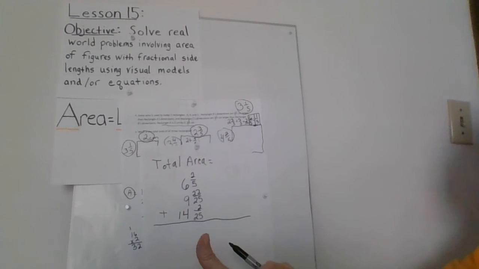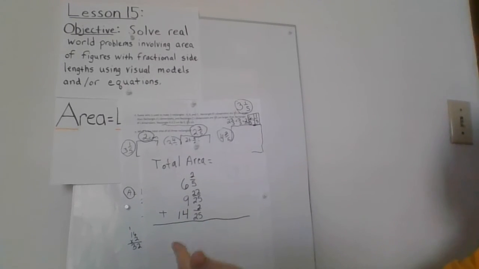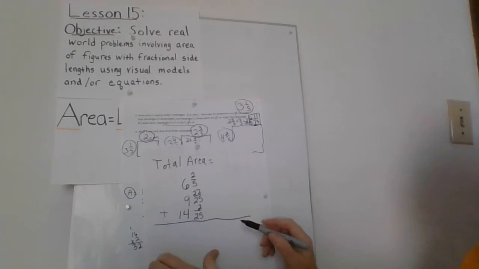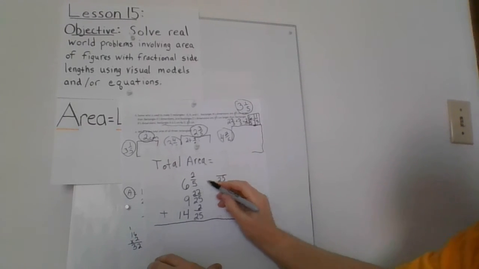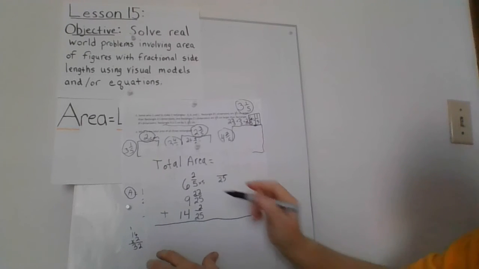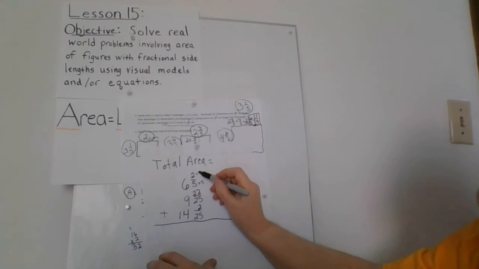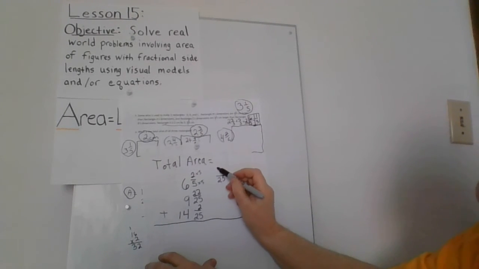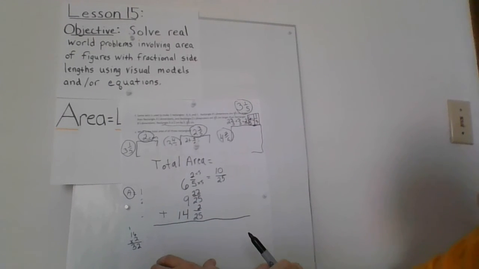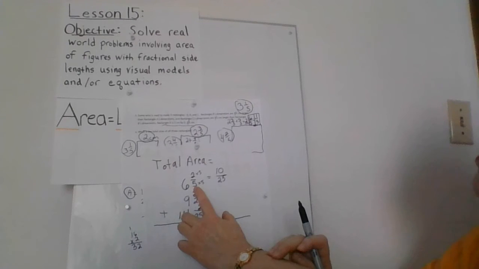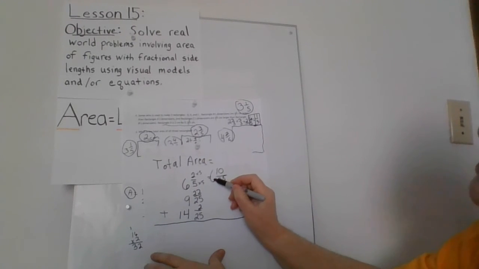And if I do my multiples of 5, 5, 10, 15, 20, 25, I notice that 5 does go into 25. What did I multiply 5 by to get 25? Well, 5 times 5 is 25. And whatever you do to one, you have to do to the other. So 5 times 2 is 10. So now I just made an equivalent fraction. 6 2/5 is the same as 6 10/25.